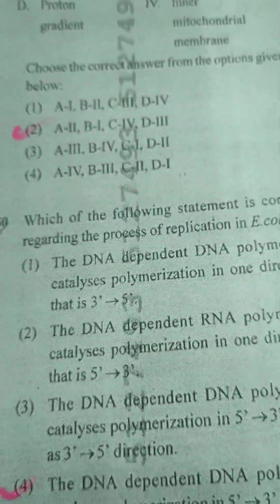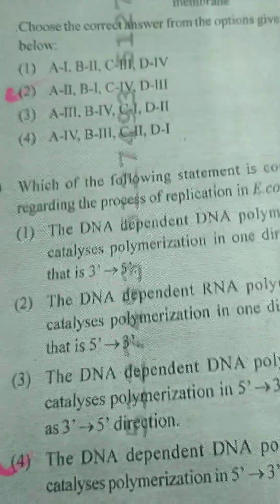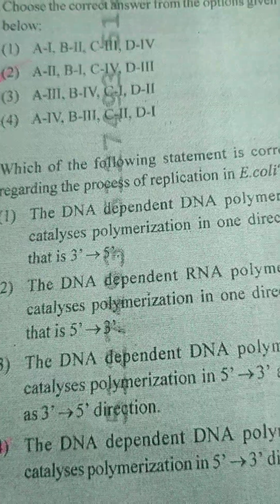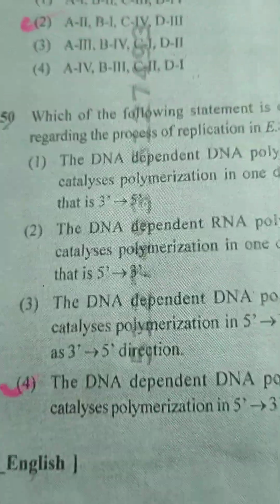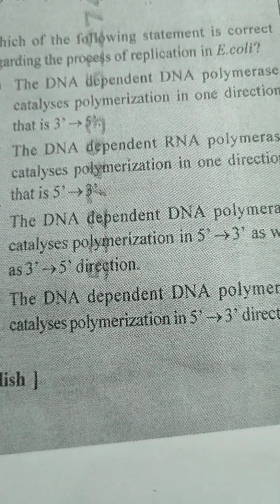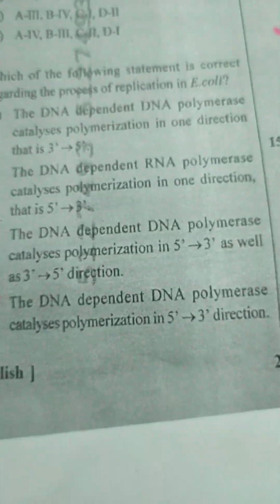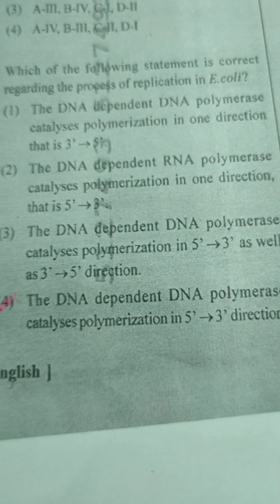Question number 150. Which of the following statements is correct regarding the process of replication in E. coli? Correct option is 4. The DNA dependent DNA polymerase catalyzes polymerization in 5' to 3' direction.